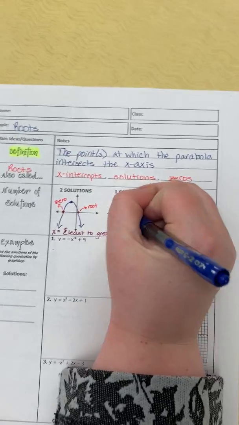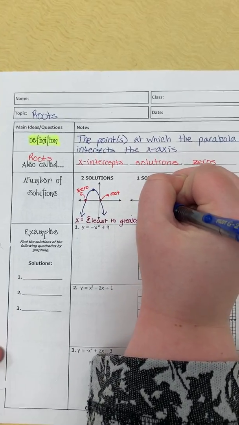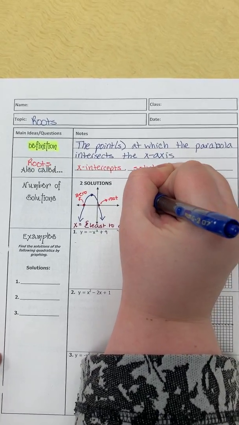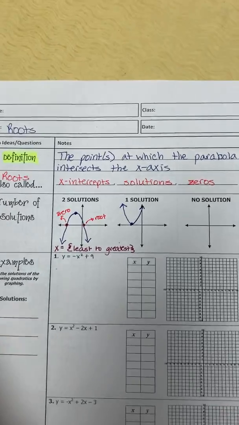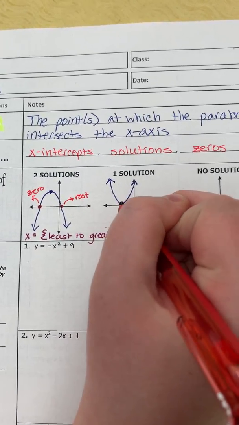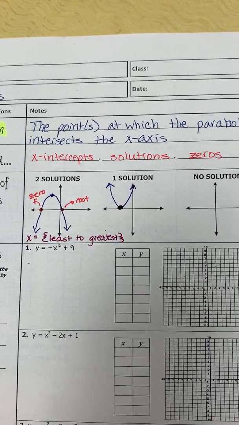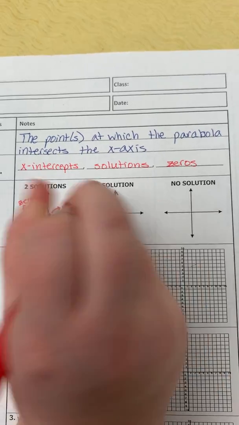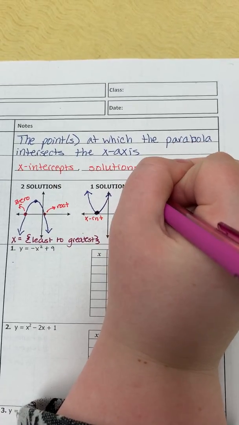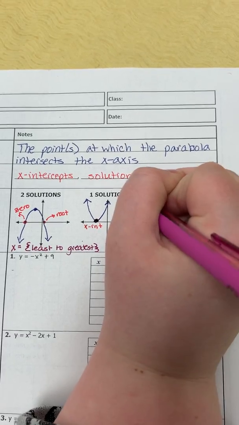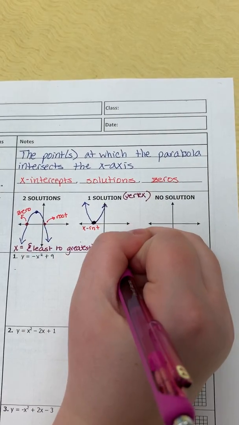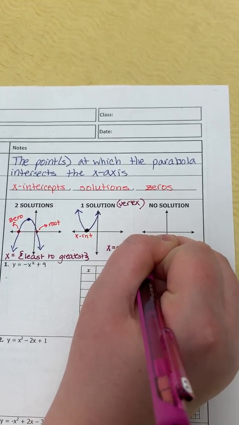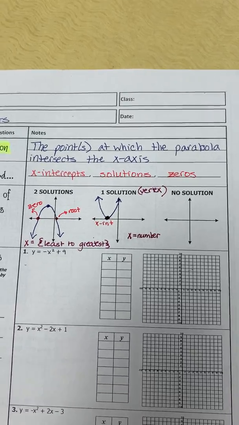Okay, a one solution parabola. Think about what it would mean for a parabola to have one solution. It means the parabola's vertex would be on the x-axis. See that? The turning point would be touching the x-axis. So it only touches one time, at the vertex. So it has one solution. Remember, that's otherwise known as x-intercepts, solutions, zeros. And that's when we are allowed to put x equals a number, because it only touches once.